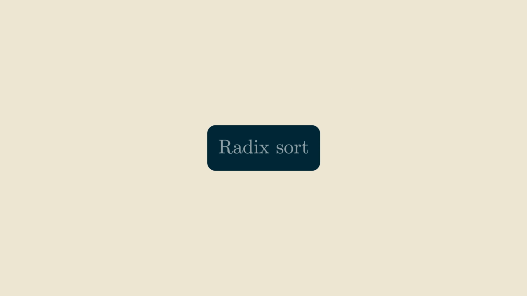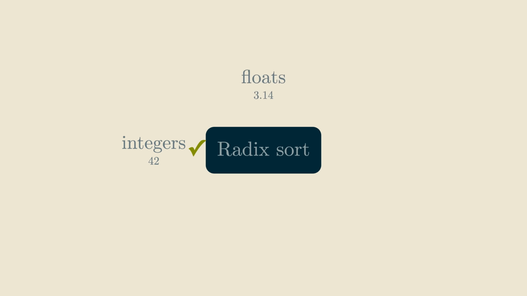Radix sort is more picky. It relies on the assumption that we're sorting positive integers. If you want to sort, let's say, floating point numbers, then you can't use Radix sort. Or can you? Yeah, surprisingly, Radix sort works not just for ints, but also for floats, which makes it useful in a lot more scenarios.